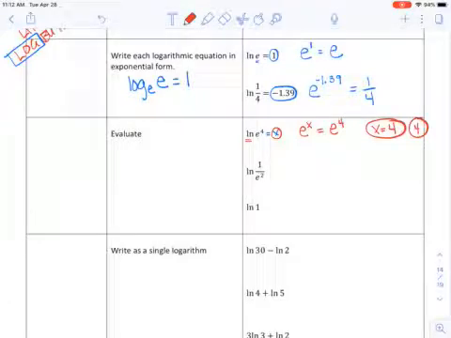My second one, again, my base is e. I know there's an e in the problem, but that's not the e I'm talking about. I'm talking about the e from the natural log. e to the x equals what?